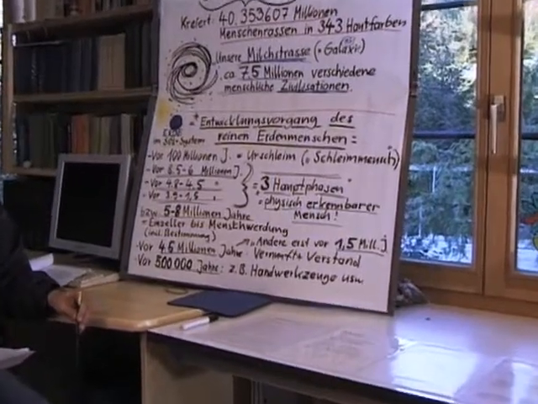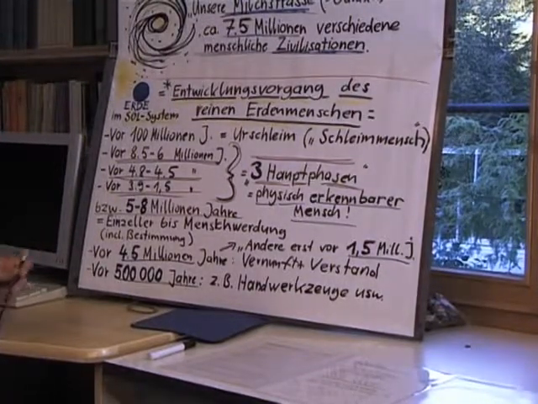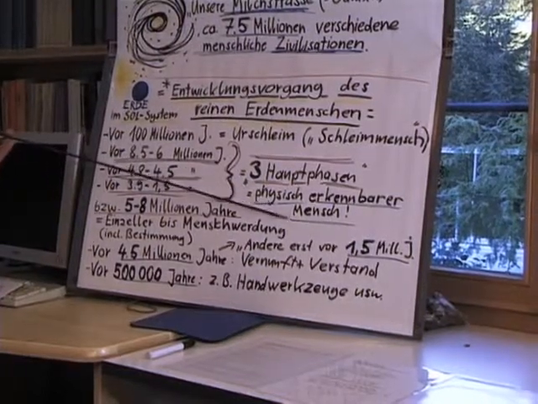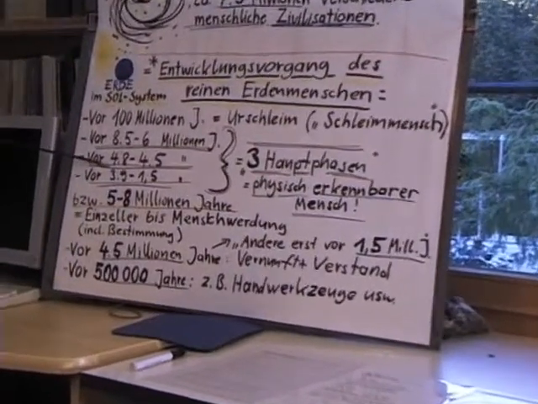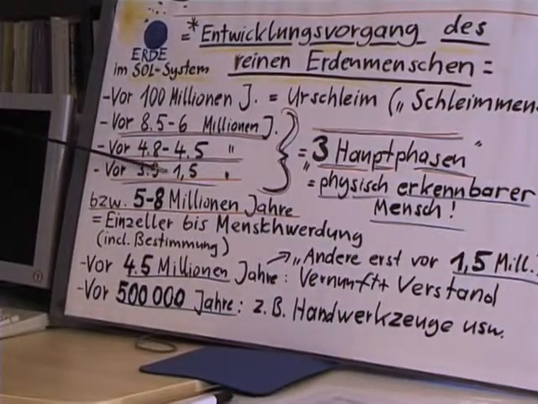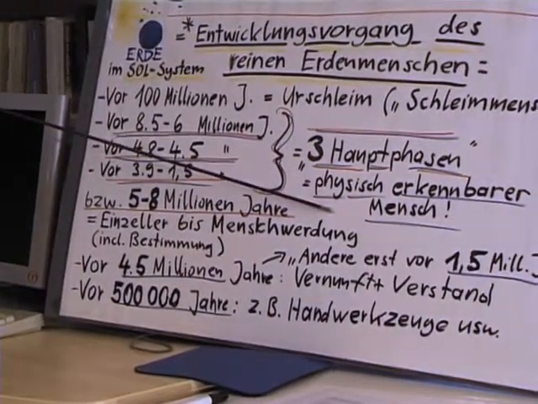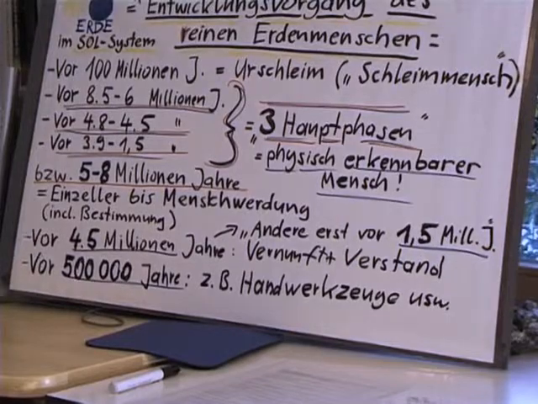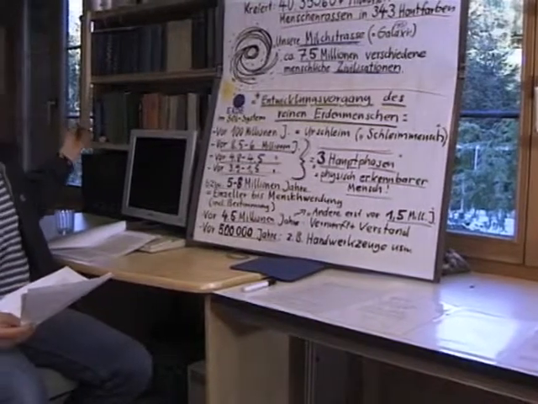The process of development of the pure Earth human, that is to say, his coming into being, can be classified into three principal phases when it concerns a physically recognizable human. As for example, 8.5 to 6 million years ago, 4.8 to 4.5, and 3.9 to 1.5 million years ago. Those are principal phases when we are talking about recognizable human beings, and one of those first phases died off. You cannot see an exact point of time. There are only periods, as for example 9 to 12 million years ago when the first human beings appeared, which is not listed here.